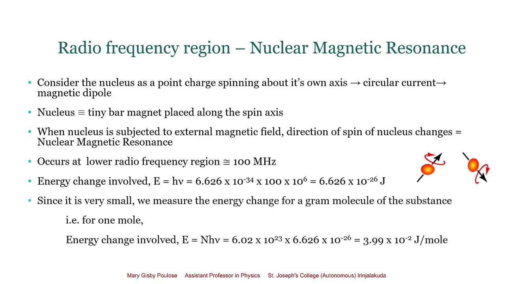Hence, we consider the energy for 1 mole, that is, for Avogadro number of molecules, we calculate the energy. Now multiplying this with the Avogadro number 6.02 into 10 raised to 23, we get 3.99 into 10 raised to minus 2 joule per mole. This energy can be measured using instruments. And this is the energy change involved in nuclear magnetic resonance.